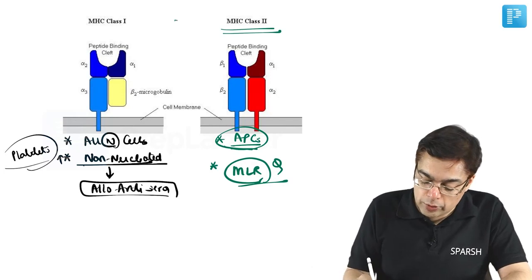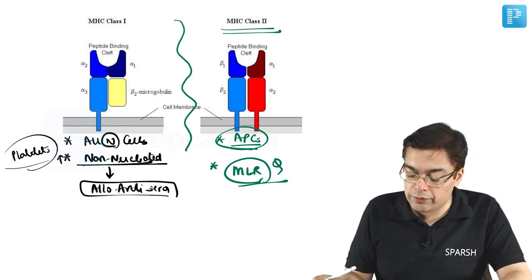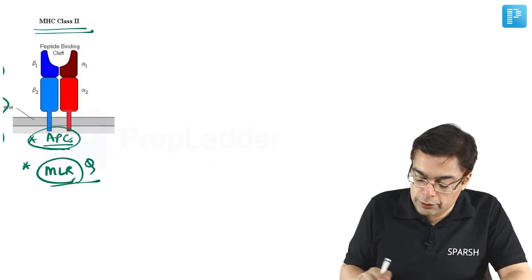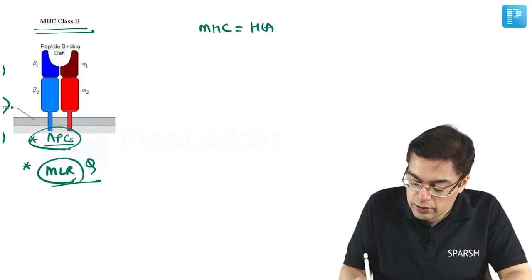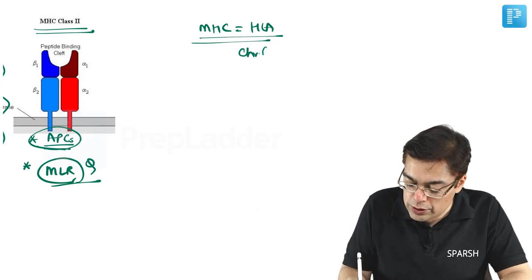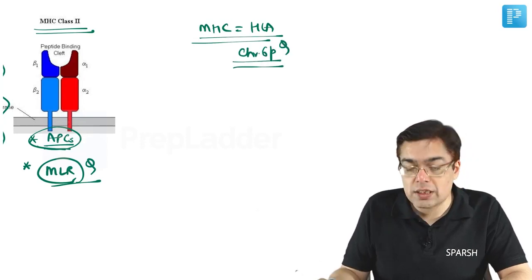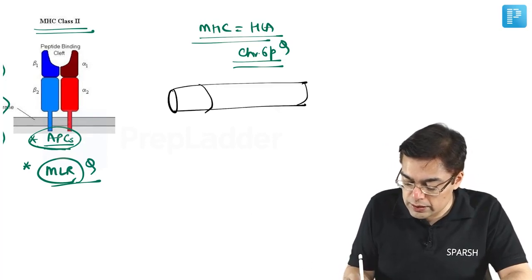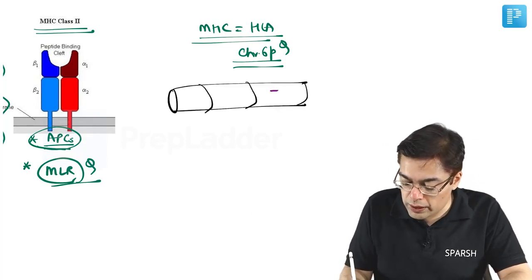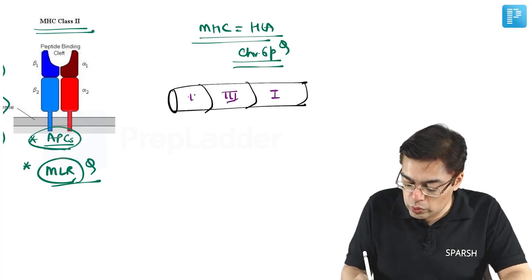Now, the importance of knowing about MHC1 and MHC2 is also with respect to the fact that MHC is also given the name of HLA. The set of genes is present on the short arm of chromosome 6, that is 6p, and if you remember the diagrammatic representation, it is something of this sort. So it is almost like 1, 3 and 2.